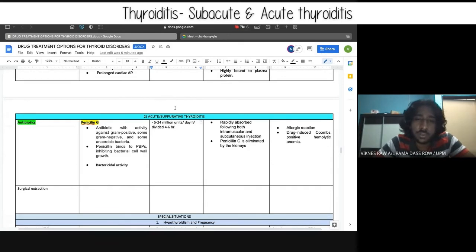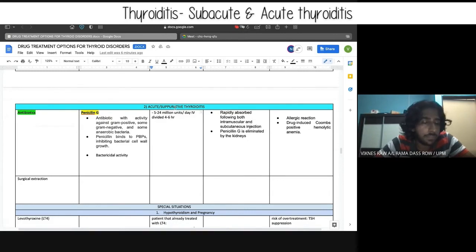So the management for acute thyroiditis is usually a prescription of antibiotics, but in some cases, we have to perform surgical extraction of the thyroid gland. For antibiotics, there are a few types that we can prescribe, which are penicillin, clindamycin, metronidazole, and also ampicillin. So today I'll be explaining on penicillin.